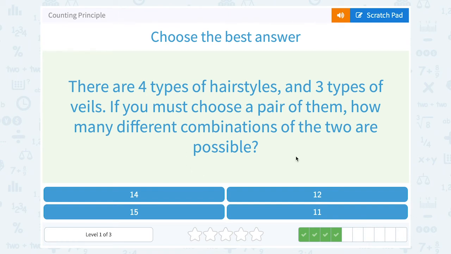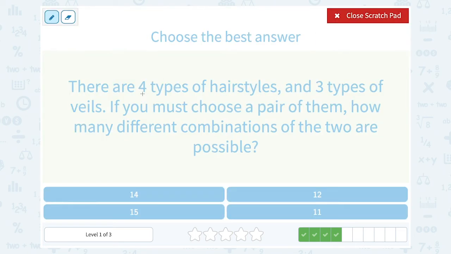There are 4 types of hairstyles and 3 types of veils. You must choose a pair of them. How many different combinations of the two are possible? Okay, well, our counting principle tells us to just multiply these together, right? 4 different hairstyles times 3 different types of veils. 4 times 3 gives us 12, so there's 12 different combinations of hairstyles and veils.